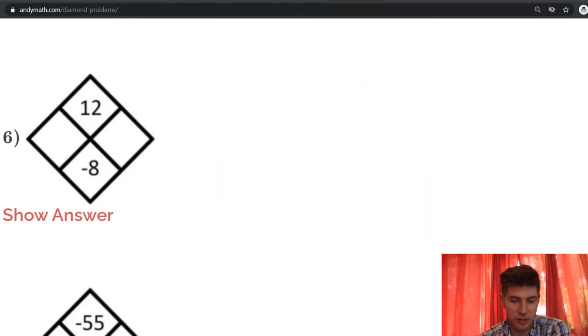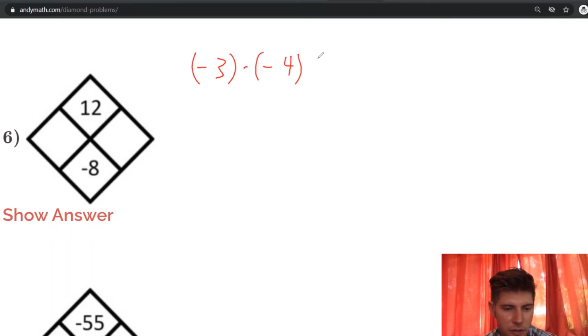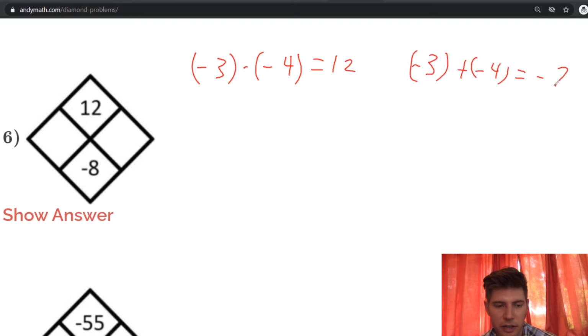So for number 6, a little bit trickier. This is a negative down here, and this is positive. So I think we're going to have to do 2 negative numbers multiplying to give us that. So we'll try negative 3 times negative 4. So that equals 12. And if we try adding negative 3 plus negative 4, that gives us negative 7, which is not negative 8.